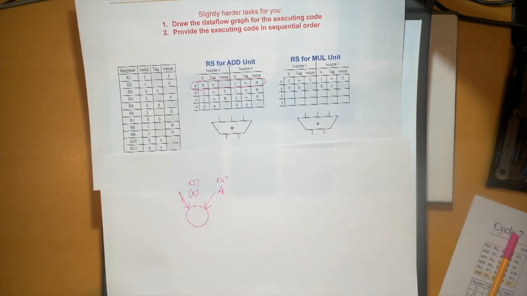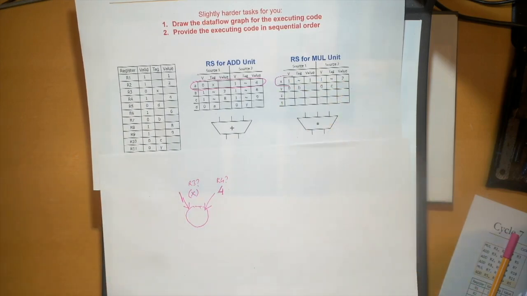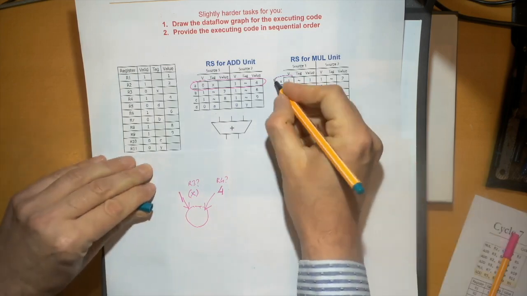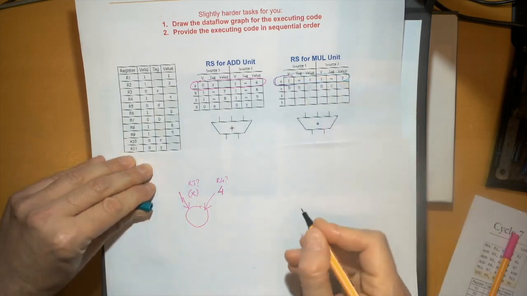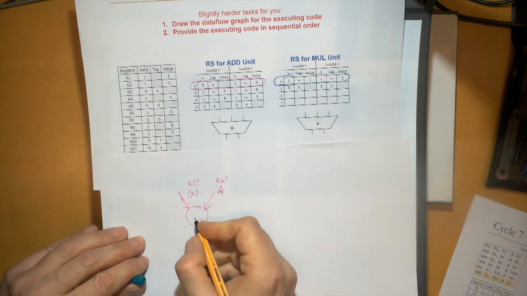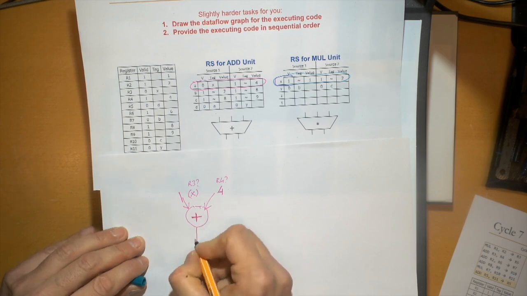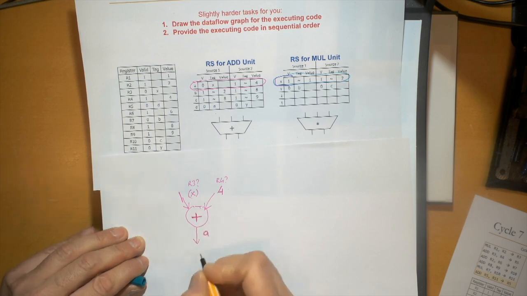So let me go to X then. Maybe I started in the wrong place. I don't like this color because it's too similar. Okay, let me go to X. So I should also say that this is an add, right? What do I know about this? It's an add, and it's going to produce A. And what's A?